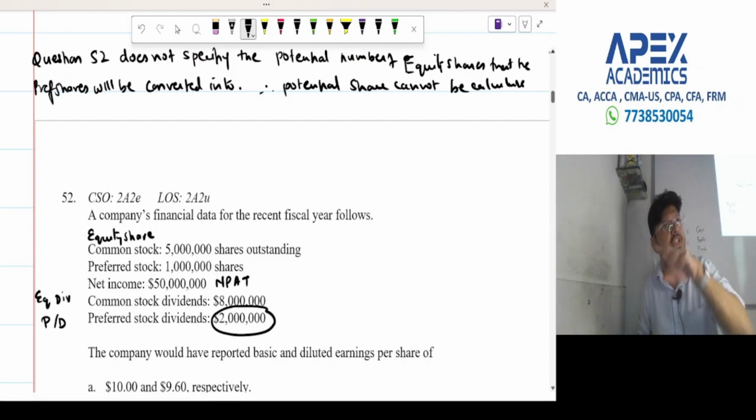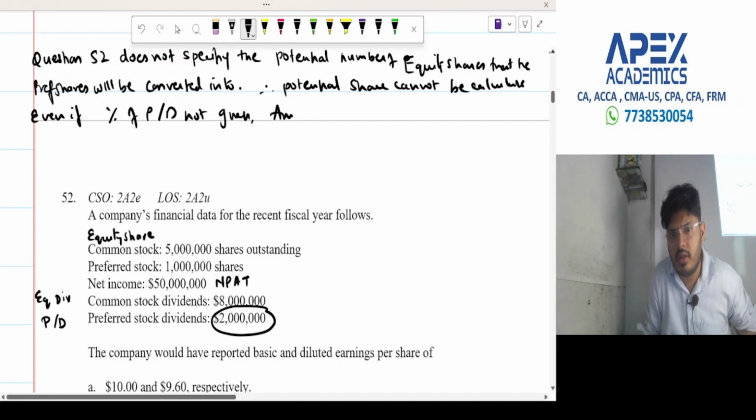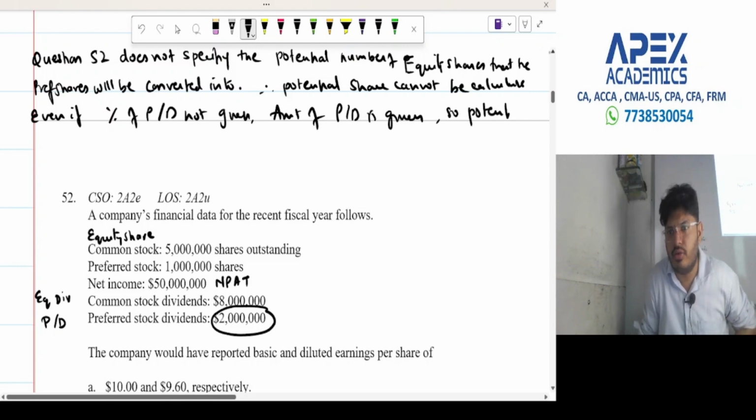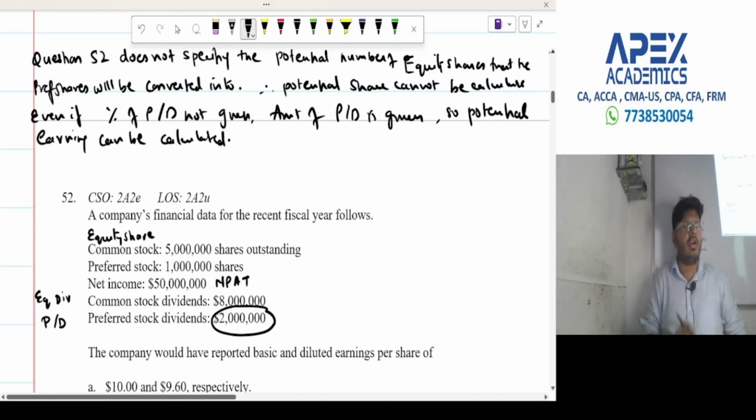Okay, the preference dividend is given, so even in the absence of the rate of preference dividend you can still calculate the potential earning. So even if the percentage of preference dividend is not given, the amount of preference dividend is given, so potential earning can be calculated. So what? So potential earning can be calculated. This is an important point.